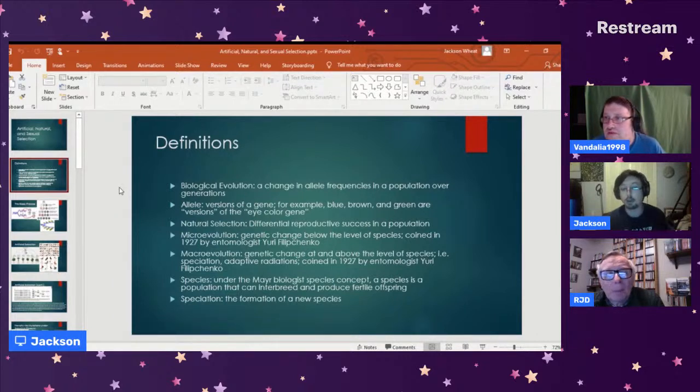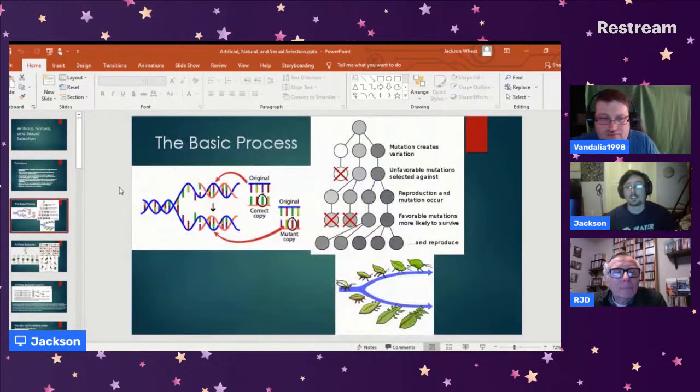Both these terms were coined by Russian entomologist Yuri Filipchenko in 1927. A species, and I'm just using the general biological species concept put forth by Ernst Mayr in 1942, is an interfertile population. And then speciation is the formation of a new species. So, we all good on this slide? Yep. Okay, so basic process. All right, so as we mentioned, you have variations. You have mutations which occur through a variety of processes.